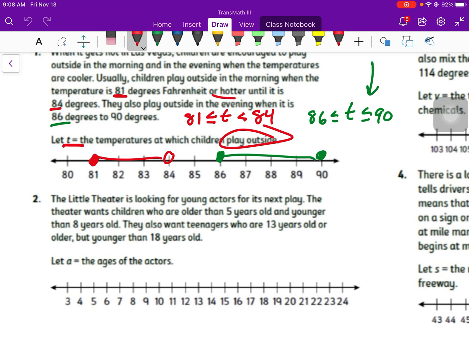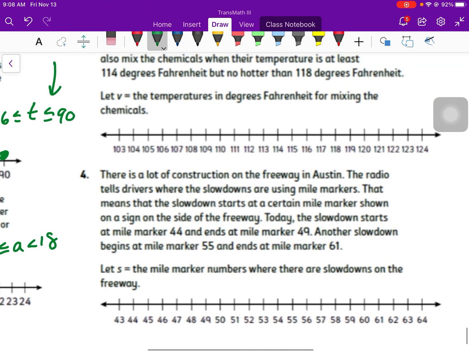So number 2, Little Theater is looking for young actors to play for the next play. They want children who are older than 5 and younger than 8. They cannot be 5, they cannot be 8. They also want teenagers who are 13 years old or older, but younger than 18. So they can be 13, but they cannot be 18. So open at 5, open at 8, connect those dots. Closed at 13, open at 18. Connect those dots.